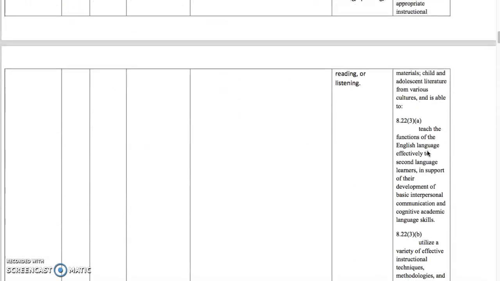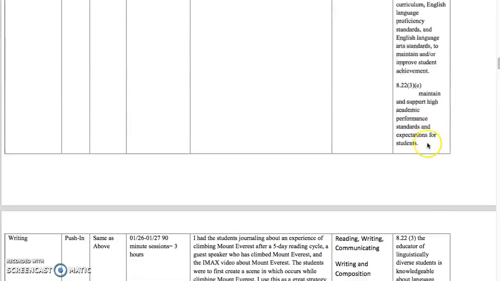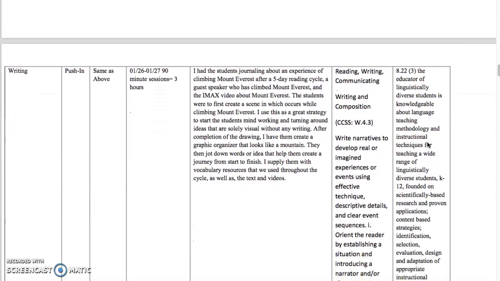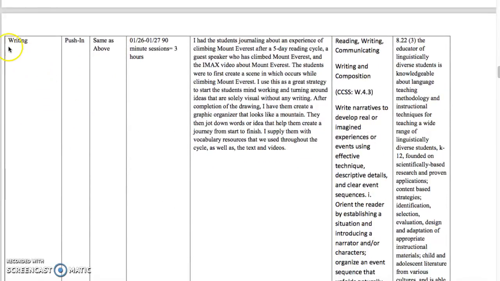So as we continue down, you can see the next thing was a writing activity. It was a push-in. It was the same students as before, so it was the same students each time in my classroom since I was a general ed teacher. I started this activity on 1/26 and finished on 1/27. I had a 90-minute session, so 2 sessions equaled 3 hours total.